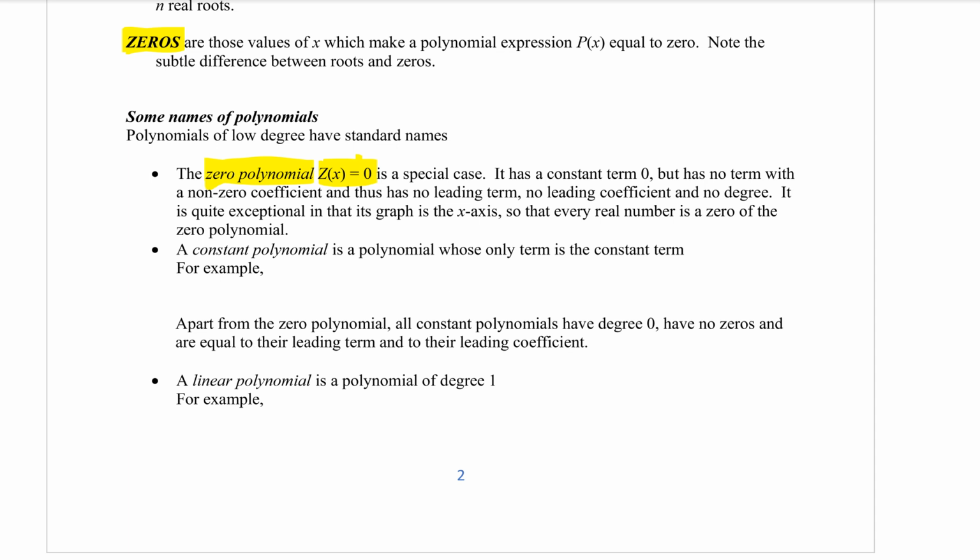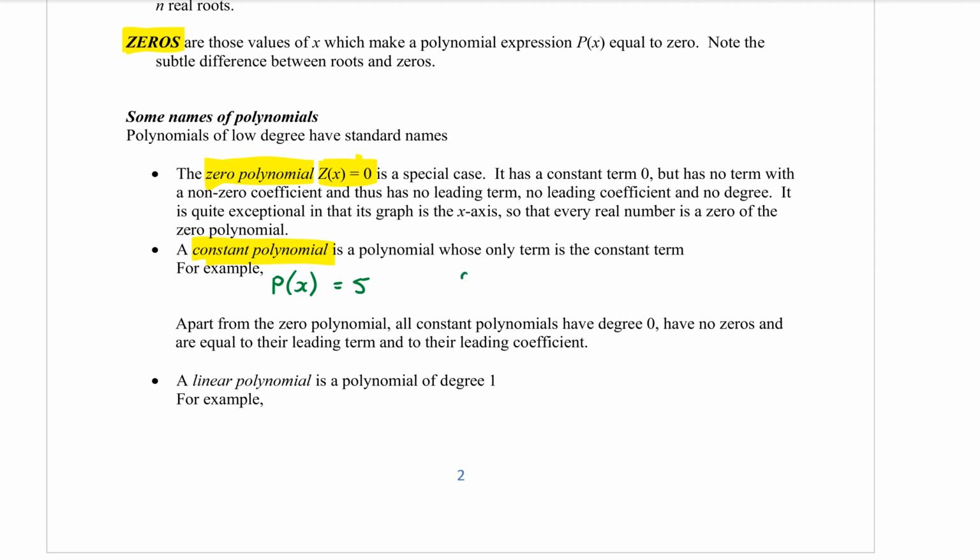All right, next. A constant polynomial is a polynomial whose only term is a constant. So for example, let's make one up. I could do p of x is equal to 5. So no letters at all. My polynomial just is a constant number. It would be the same as saying y equals 5, so it'd be a horizontal line going through the y-axis.